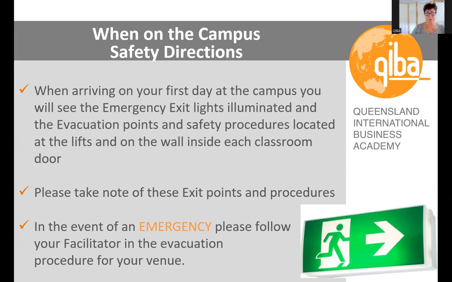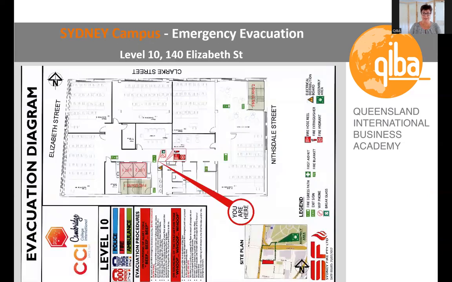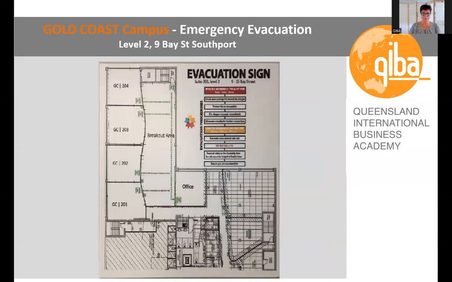when you're arriving on your first day at the campus, you'll see the emergency exit lights illuminated and the evacuation points and safety procedures, which are located at the lifts and on the wall inside each of the classrooms. Please take note of these exit points and procedures. In the event of an emergency, please follow your facilitator in the evacuation process for the venue. You'll find your localised campus emergency evacuation maps on your LMS, which I'll talk about in a minute. There's Brisbane, Sydney, Hobart, Canberra, and the Gold Coast, and they're all the evacuation maps for your localised area.